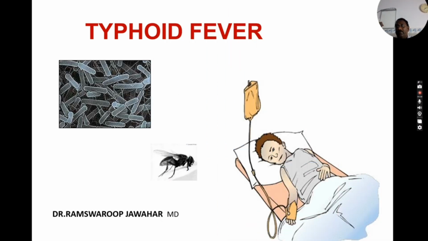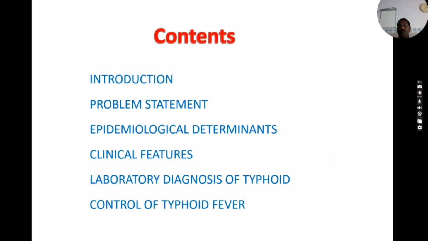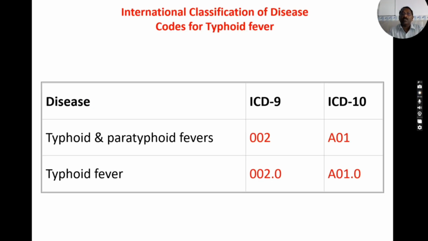Class will be on enteric fever. So in the next few minutes: introduction, problems, epidemiology, pathophysiology, clinical features, diagnosis, treatment, control, and finally vaccine for typhoid fever. So these are the International Classification of Diseases codes for typhoid fever. It is 002 in ICD-9 and A01 in ICD-10.